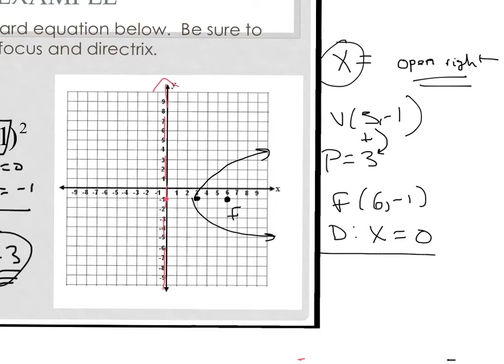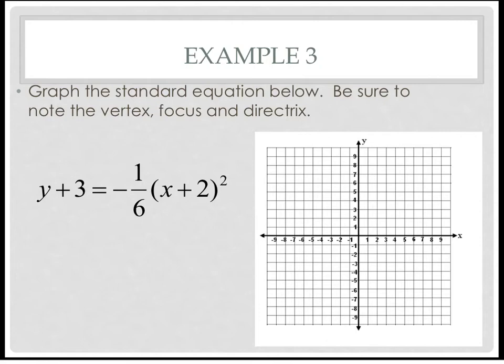So I have my focus and my directrix, and I have my vertex. P was equal to 3, and I use that to find the information that's required. Okay, so on to our next. So in our next example, same thing, but the difference here is we should look and identify, right? Oh, this is a y equal to.